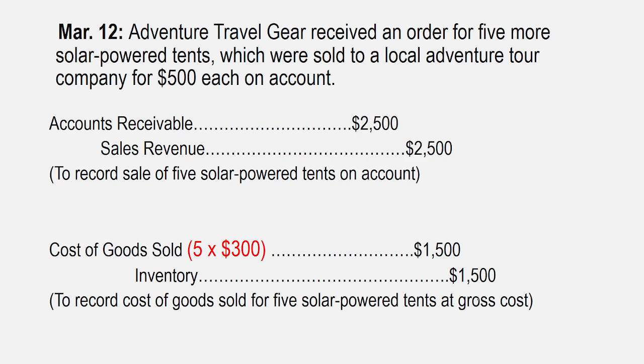Okay, in the next economic scenario, on March 12th, Adventure Travel Gear receives an order for 5 solar-powered tents, which are then sold to a local adventure tour company for $500 each on account, and the cost of each is $300.